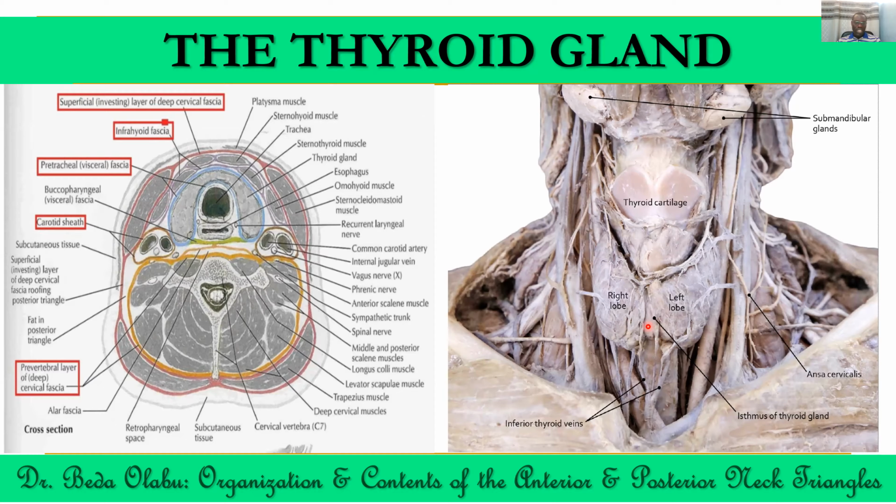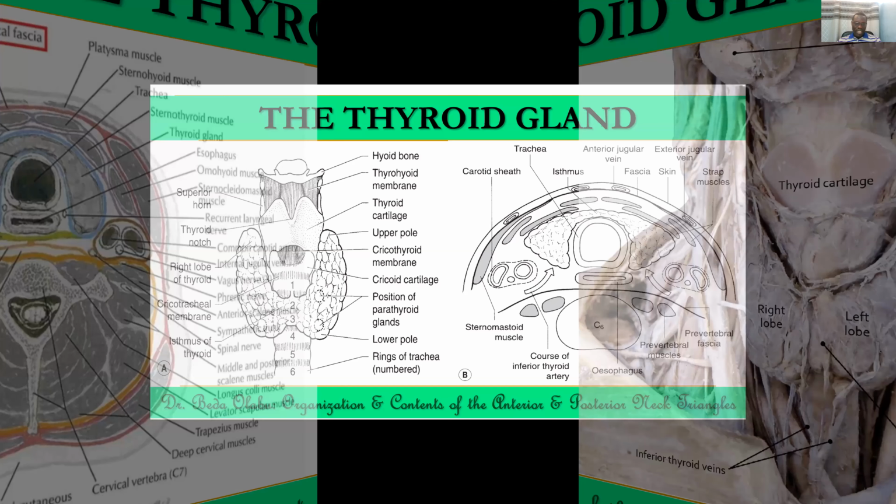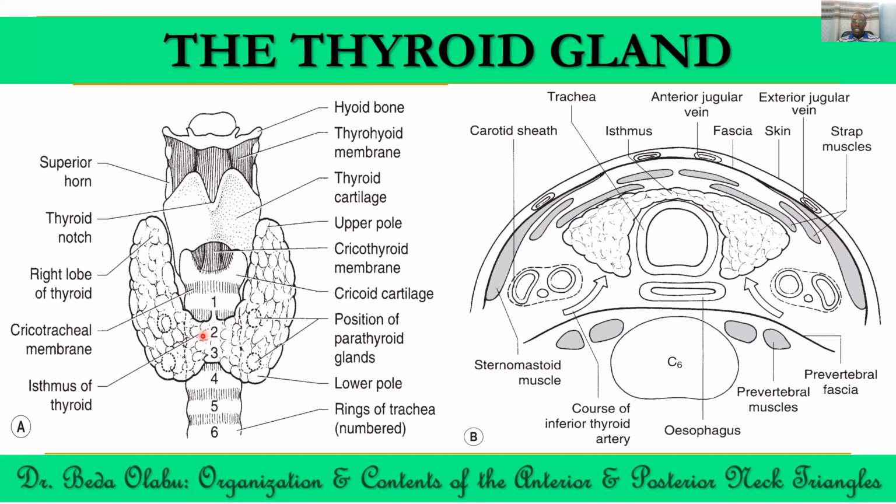In terms of relational anatomy, the relations of the isthmus can be considered as anterior relations, posterior relations, superior and inferior relations. So anteriorly, you'll have the anterior jugular vein and the strap muscles. Then posteriorly, you have the second to fourth tracheal ring. Superiorly, you'll expect the superior anastomotic artery, and inferiorly, you'll expect again some blood vessels down.